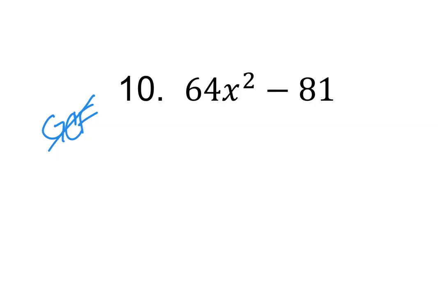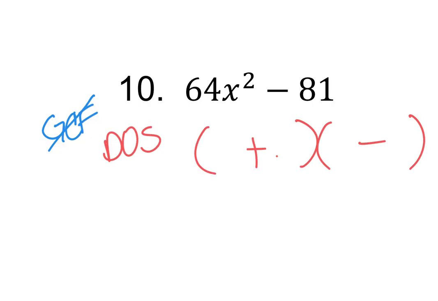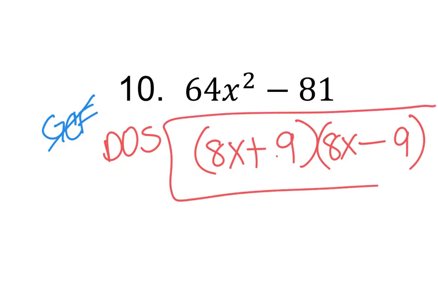So let's go ahead and go to the next one. We have two terms and we have this square right here. So what do we have? Difference of squares. So let's go ahead and do DOS. Difference of squares means two parentheses, a plus and a minus. And we have 64. Square root of 64, well, we have 8 times 8, definitely. So 8x and 8x. A number times itself, that is 81, which is 9. And we are done.